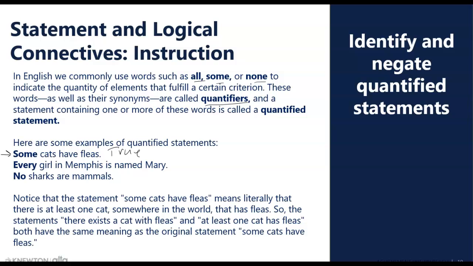Some cats have fleas means literally there's at least one cat somewhere in the world that has fleas. So it's like saying there exists a cat with fleas. At least one cat has fleas. It's the same as some cats have fleas. The opposite would be no cats have fleas. In order for this to be false, you can't find one cat with fleas, because if you find one, it means you've met the qualification of some.